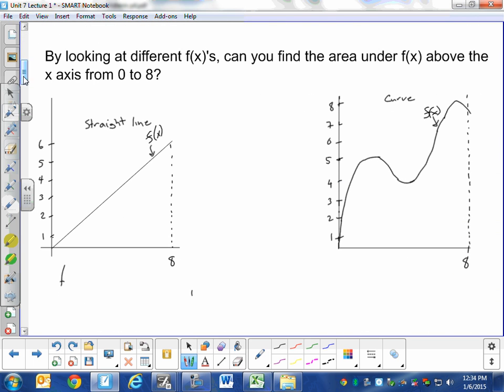So we're going to start off by looking at two different functions. And I'm going to pose the question, if you can find the area under the function and above the x-axis between 0 and 8. So I'll go ahead and sketch those two functions down, and then see if you can give me the exact area under the function. So that'd be all of this stuff, see if you can find, and then same here, all of it.